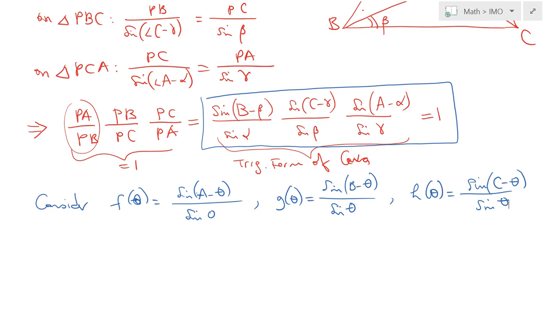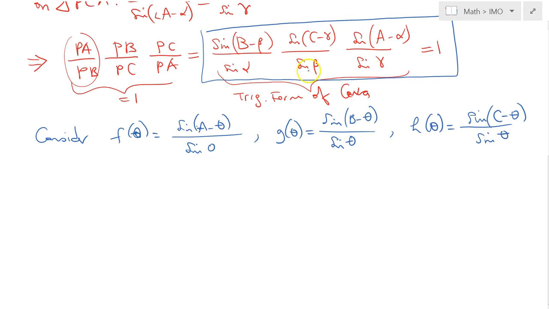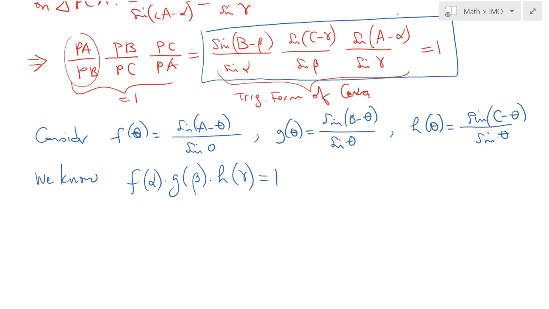And we know that the left-hand side of our expression, if we replace theta in f of theta by alpha, g by beta and h by gamma, that is f of alpha times g of beta times h of gamma, that whole thing is equal to 1. We just proved it. We just proved the trigonometric form of Ceva actually. Okay, so that's equal to 1.